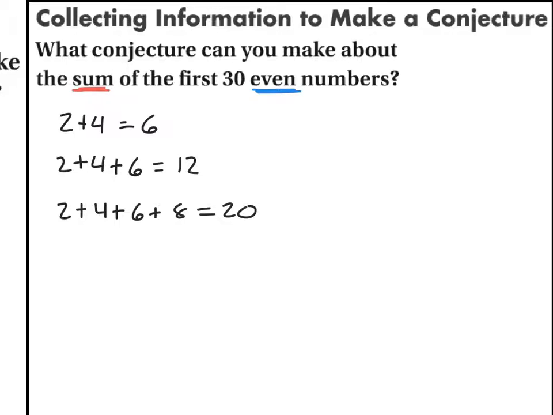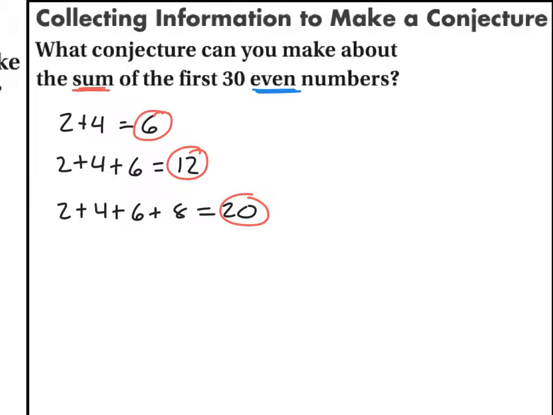Now, of course, they want us to go for the first 30 even numbers. Right now, we only have the addition of the first 4 even numbers. But what are you seeing happening here? Is there a pattern, or is there something that we're noticing? They're all even. Our answers here are all even numbers.